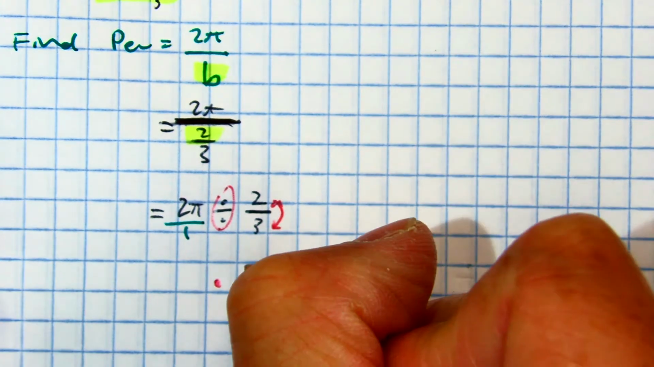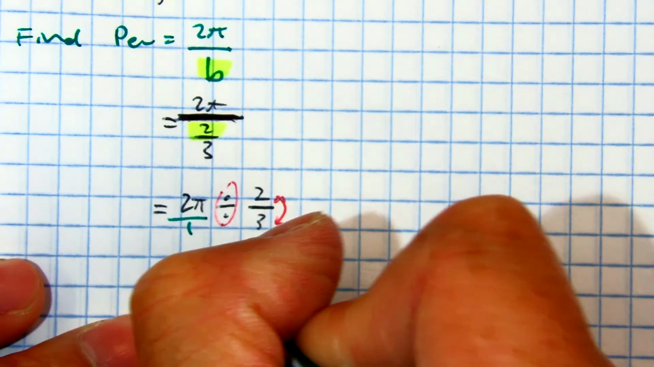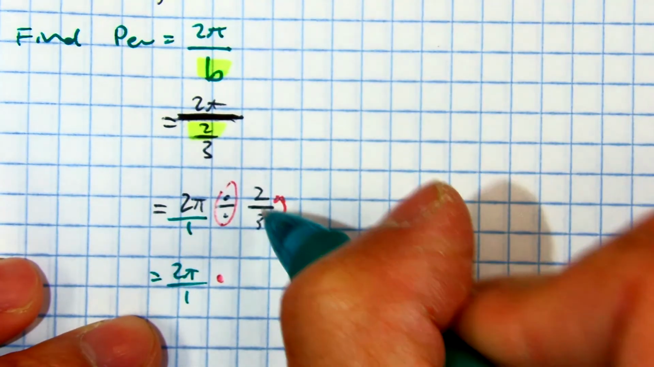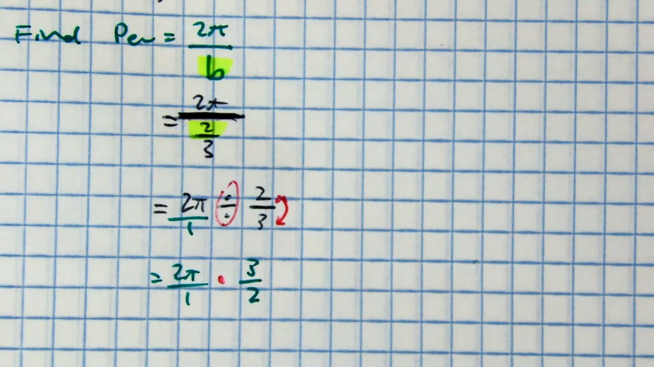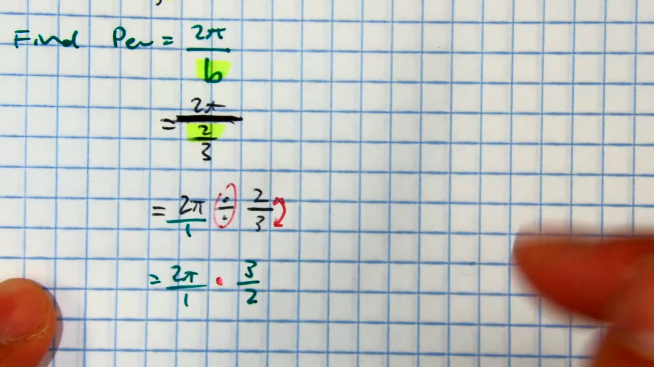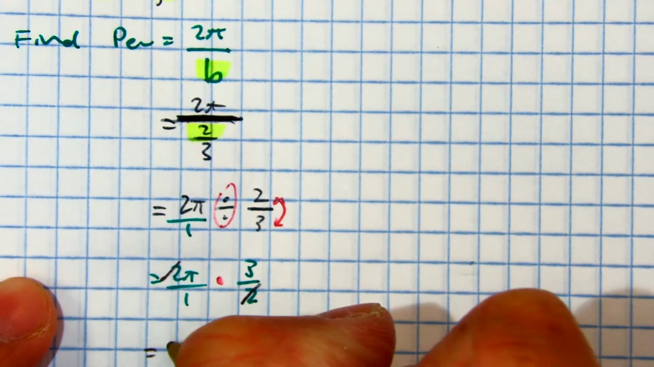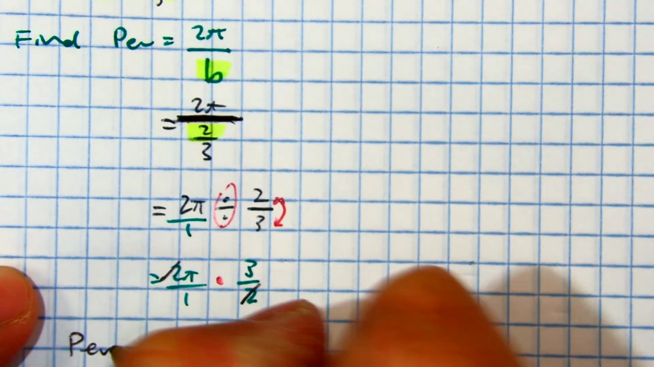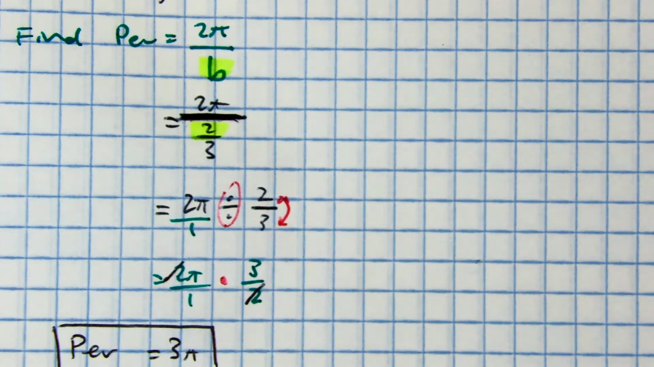So now I have 2 pi over 1 times what? 3 over 2. Multiply across. 6 pi over 2, which is 6 divided by 2 is 3. You could just cancel the 2's here, right? Save yourself some time. My period's going to be 3 pi. Ronaldo, step number 2.